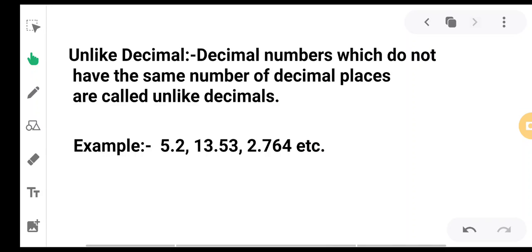Unlike decimals: decimals which do not have the same number of decimal places are called unlike decimals. For example, 5.2, 13.57 and 2.764, etc. Here in the decimal places there are tenths, hundredths and thousandths given. So these decimals are called unlike decimals.